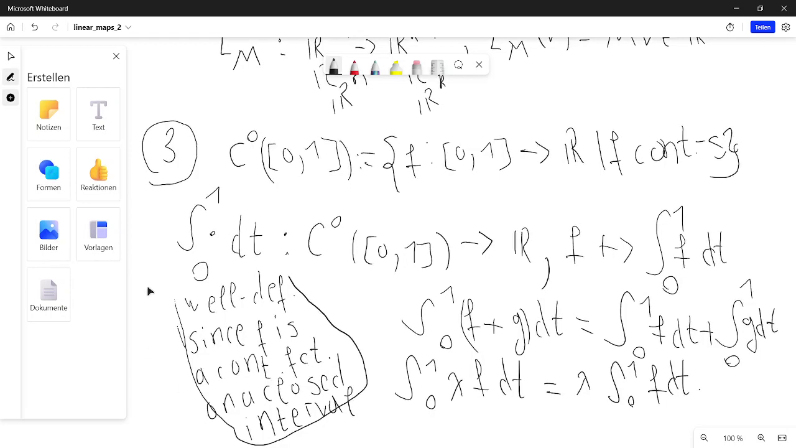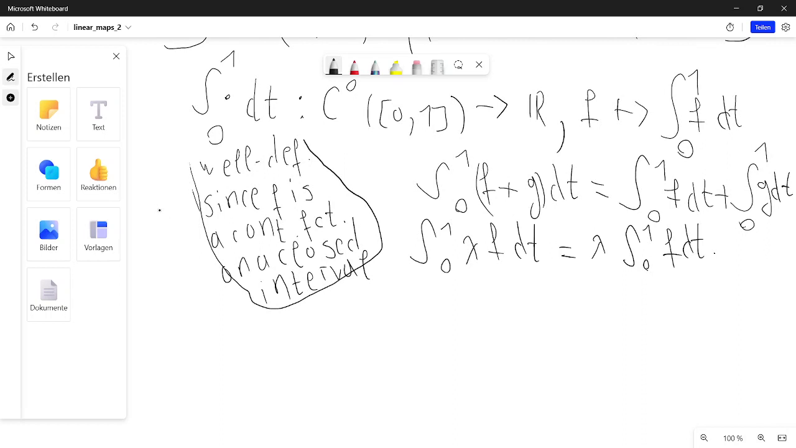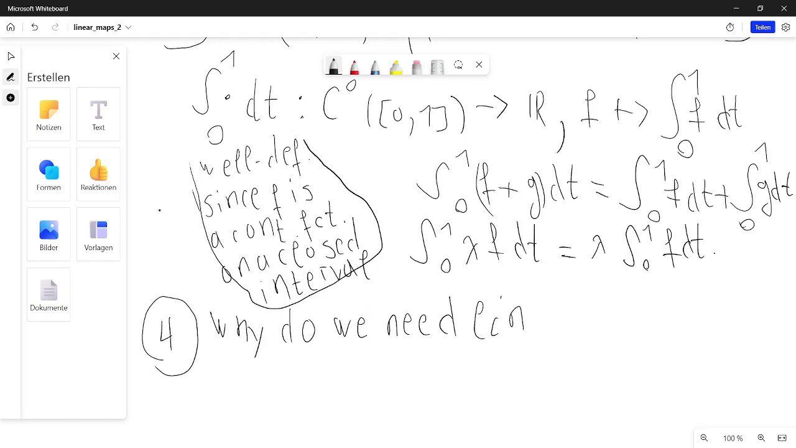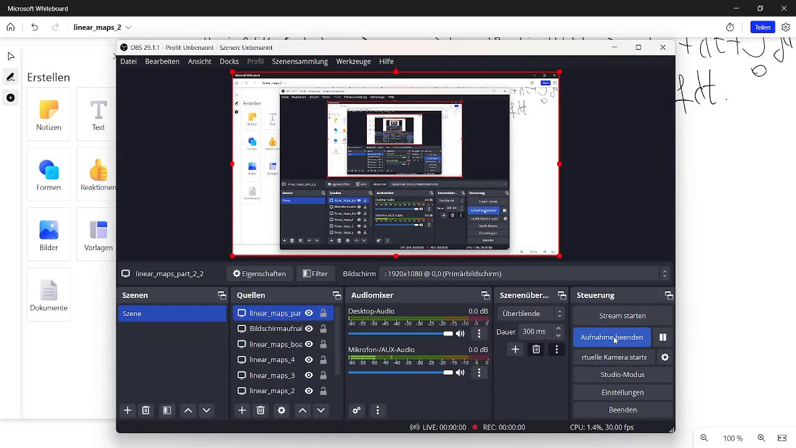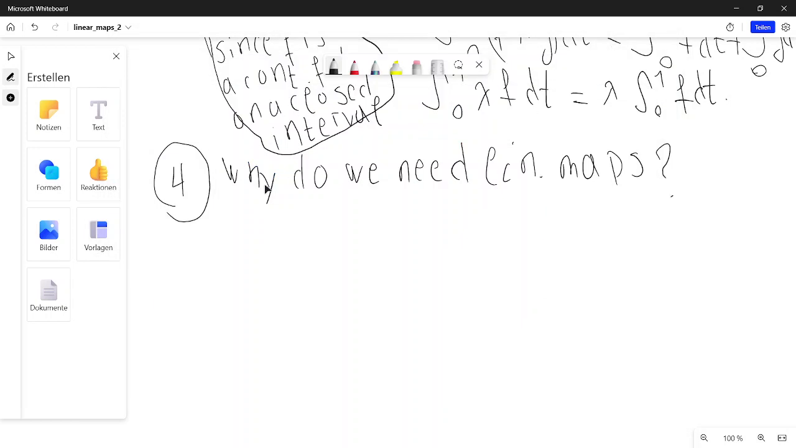Alrighty, now let's do something really fun. That is, why do we need linear maps? Why the heck do we need linear maps? And now I will give you something where I won't be as rigorous as usual. Okay, let's see. Why do we need linear maps?